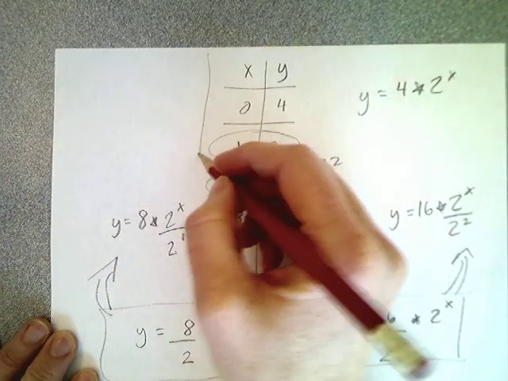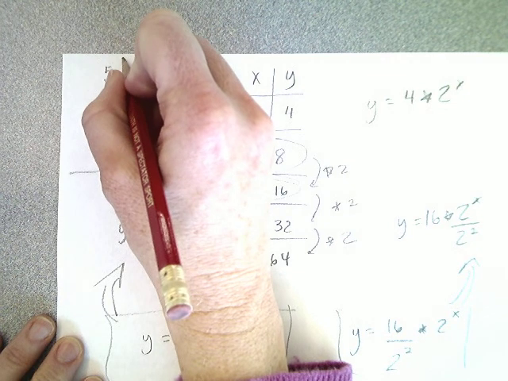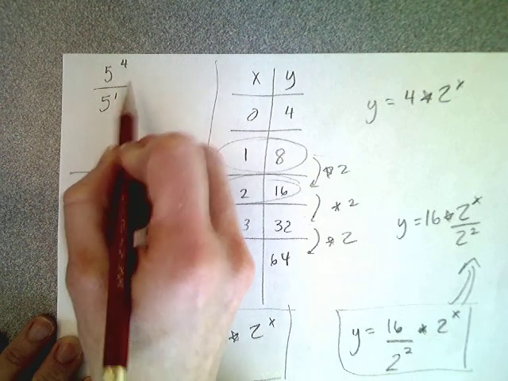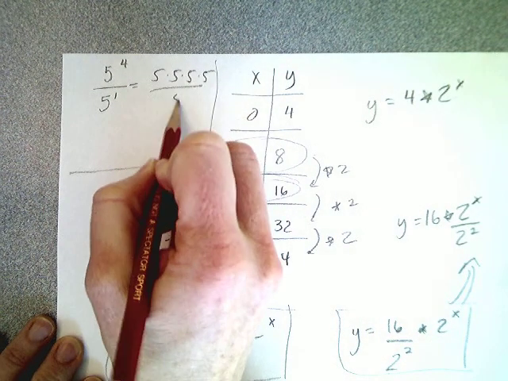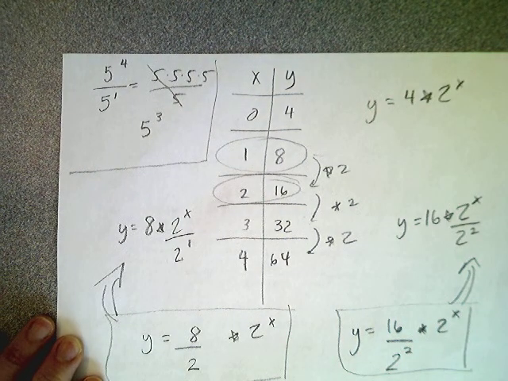Now, just as an aside, you have known this before, that something like 5 to the 4th over 5 to the 1st, if I do this in expanded form, I can prove it to myself. That's 5 to the 3rd. When I divide, I subtract exponents.